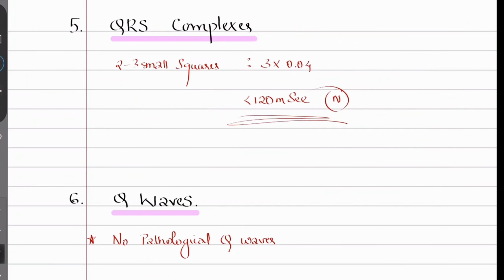Next comes the T wave. When you look for the T wave, what you see here is a biphasic T wave in lead 1, and from lead V1 to V6 there is T wave inversion. That's it. Next is the interpretation of the ECG.